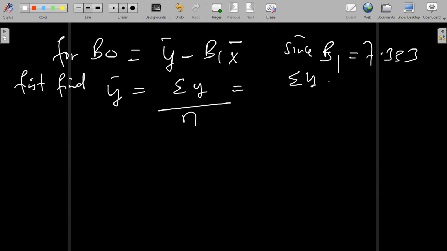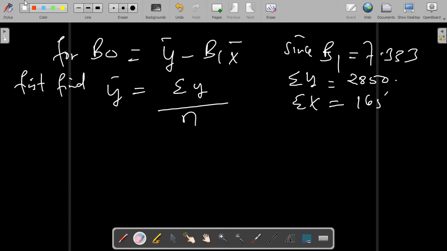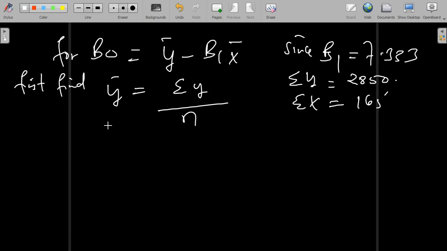Now the y sample mean is obtained by taking the total value of summation of y, that is 2,850, and summation of x, which we obtained as 165. When you plug in and divide by the number of observations, y mean is equal to 2850 divided by 12. The answer will be sample mean equal to 237.5.